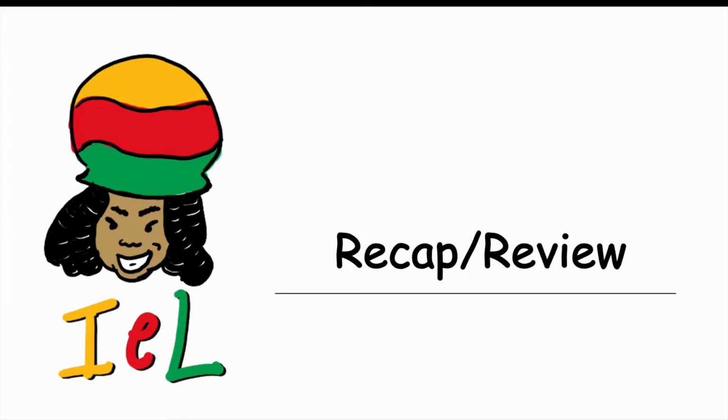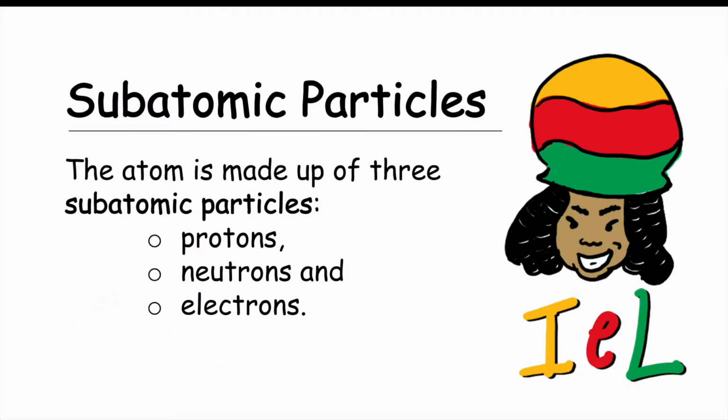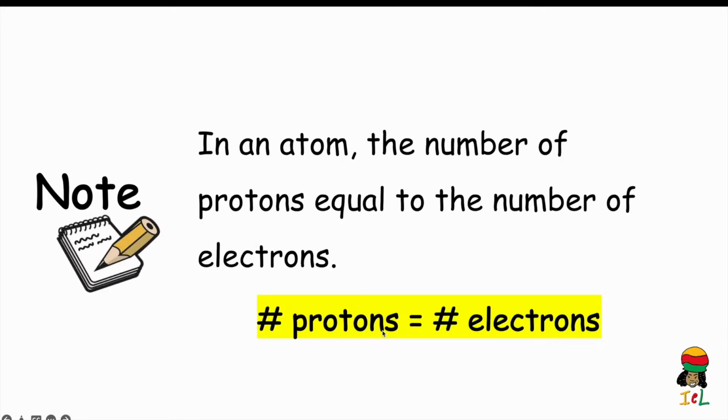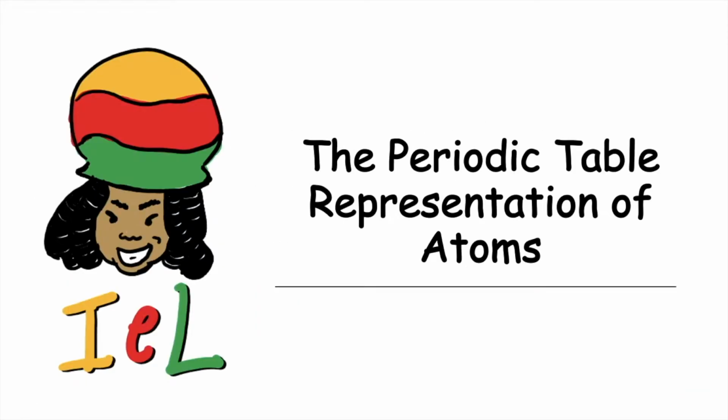We will begin with a recap or review of our first lesson on atomic structure. Keep in mind that the atom is made up of smaller units called subatomic particles, namely protons, neutrons, and electrons. And remember that the protons and the neutrons exist in a central dense region called the nucleus. Note, in an atom, the number of protons is equal to the number of electrons, and that is the reason why the atom is electrically neutral.